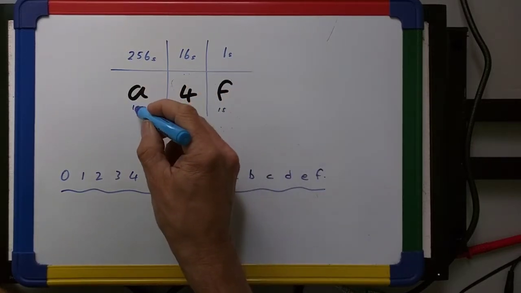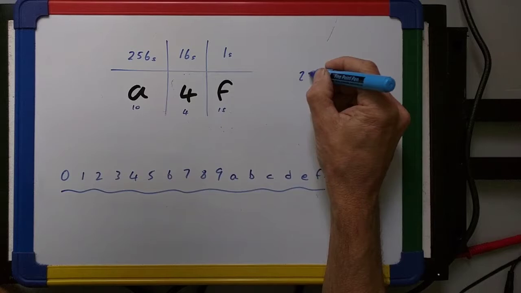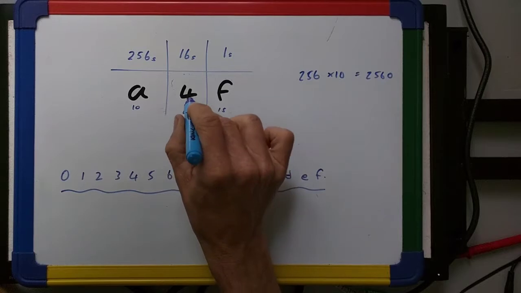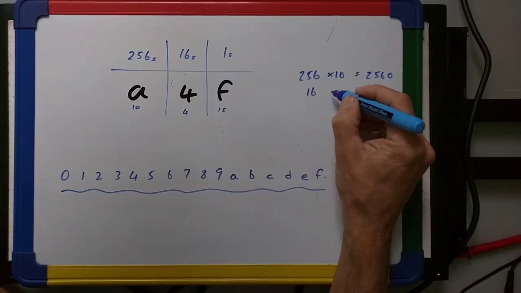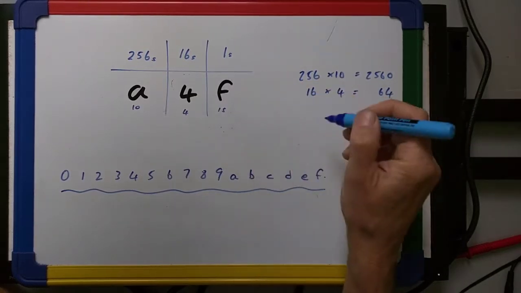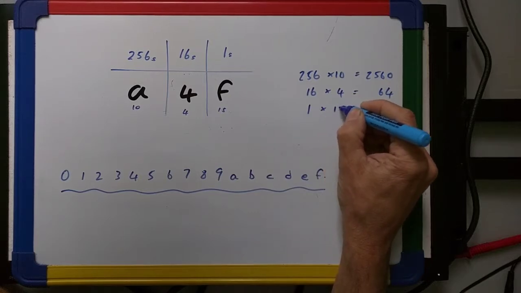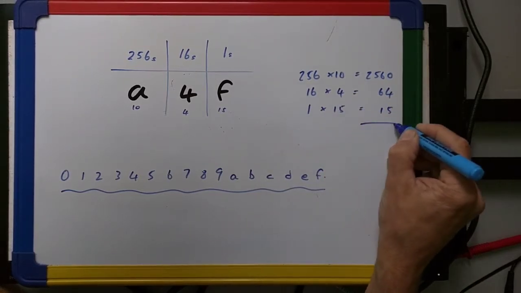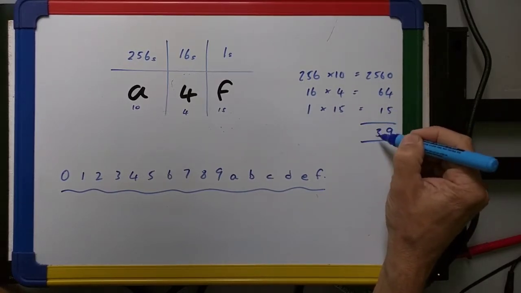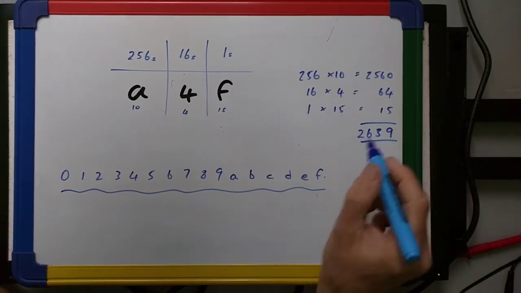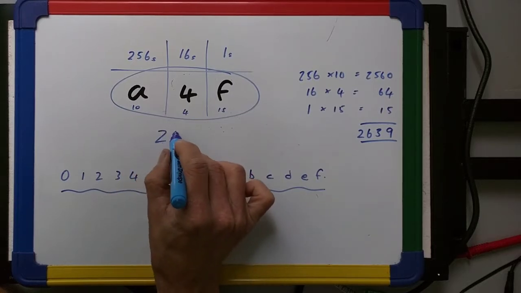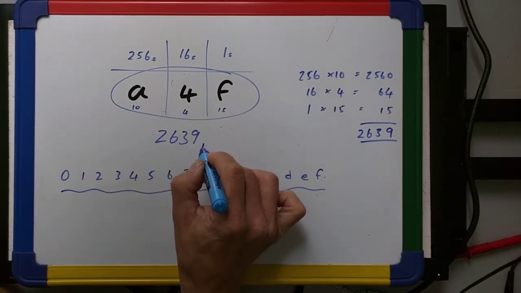So we have got 10 256s, 256 times 10, 2560. We've got 4 16s, 4 off, 64, and we've got 15 ones. And we just add those together. And there we have our answer. So this number in hex, in base 16, is the number 2639 in base 10.